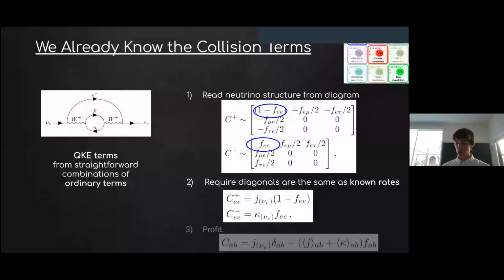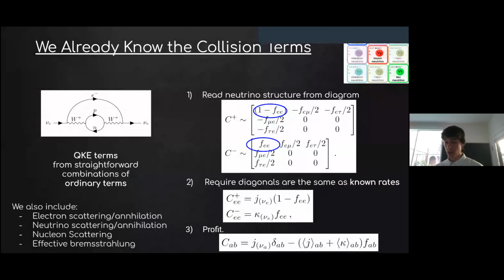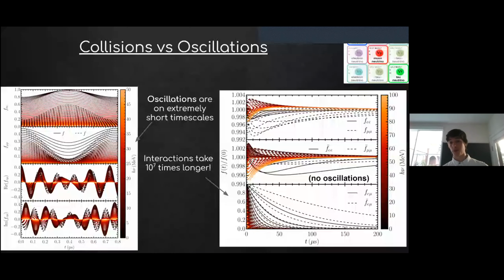So I will just say that there are neutrino interaction rates that have been calculated for decades for core collapse supernovae. And we now know how to turn these into the quantum kinetic matrix terms without doing any extra integrals. So we know all the collision terms and we know how to treat all the equations. And the difficult part of this is the time scales.